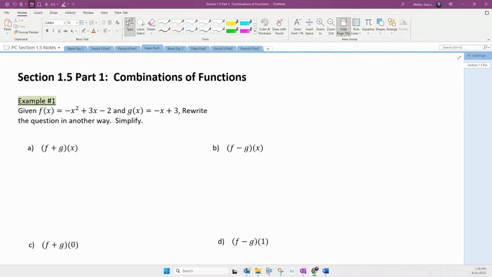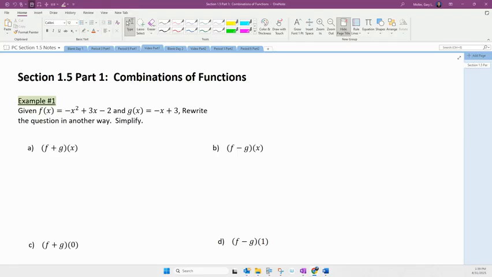All right, everybody. In this video, we're going to be starting section 1.5, part 1. I'm planning on breaking this into 2 parts, so this is just the first part. Again, we're still in the review land. We're talking about combinations of functions today. So today we're just going to talk about your standard add, subtract, multiply, and divide.